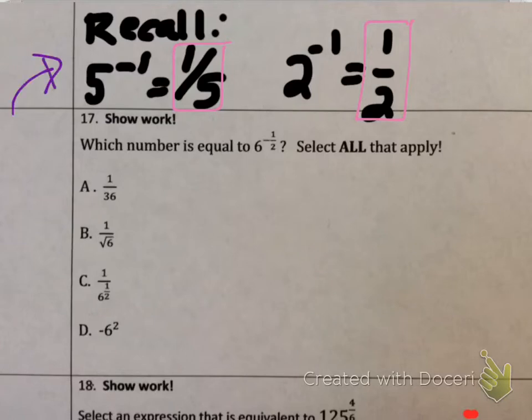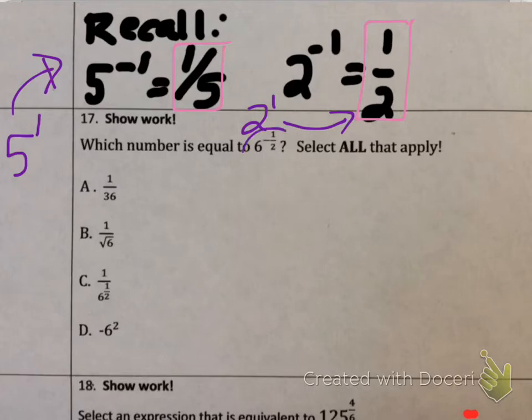So up here, for instance, 5 to the negative 1, the positive exponent value is just 5 to the first, but the reciprocal of that is 1 over 5. And then for 2 to the negative 1, the positive exponent is 2 to the first, which is 2, but the negative means take 2 and find the reciprocal, so you flip. So it's 1 over 2.